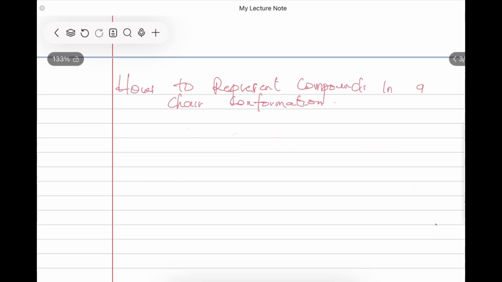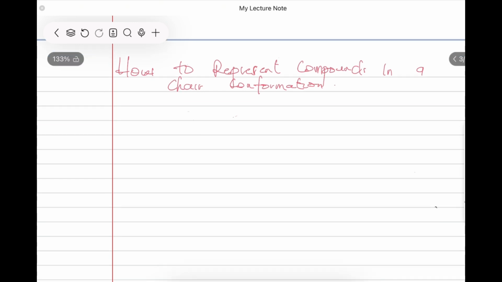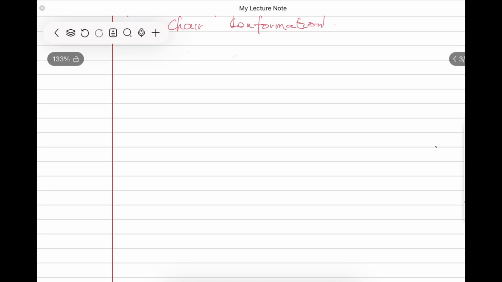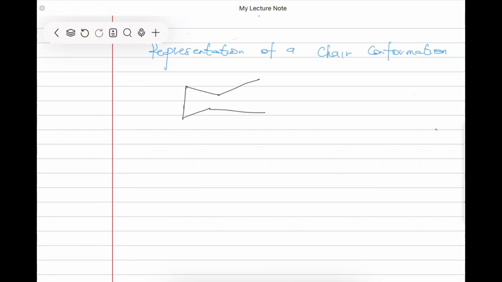Today, we'll be discussing how to represent compounds in a chair conformation. Before we proceed, we are going to give the general representation, or the general diagram, of a chair conformation. In representing a chair conformation, substituents are usually placed in up and down positions.